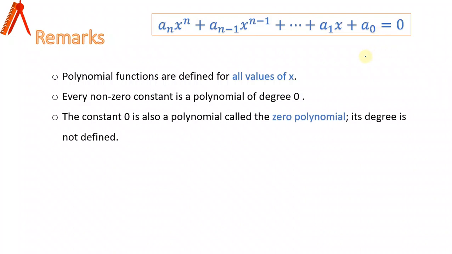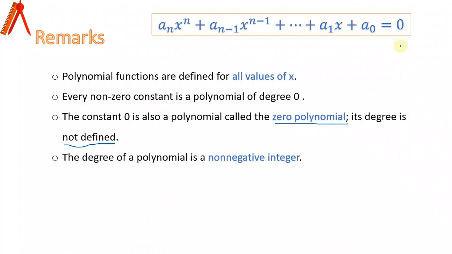We have to notice that the zero polynomial is a polynomial, and its degree is not defined because there is no power for it. We can say any power for 0 because it remains the same for anything. But over here we don't mention that because it doesn't change the equation. We have to remember that 0 is also a polynomial, said to be the zero polynomial, and the degree of a polynomial is a non-negative integer.